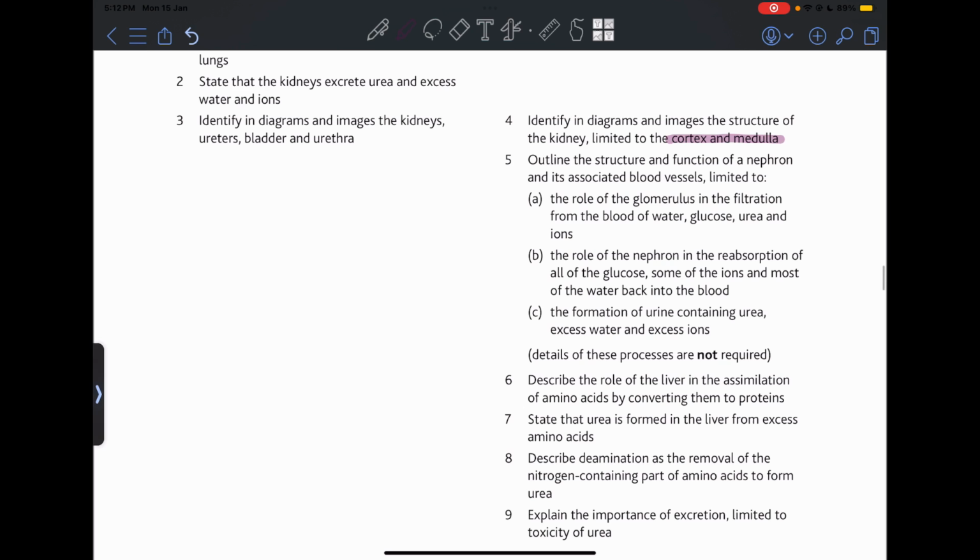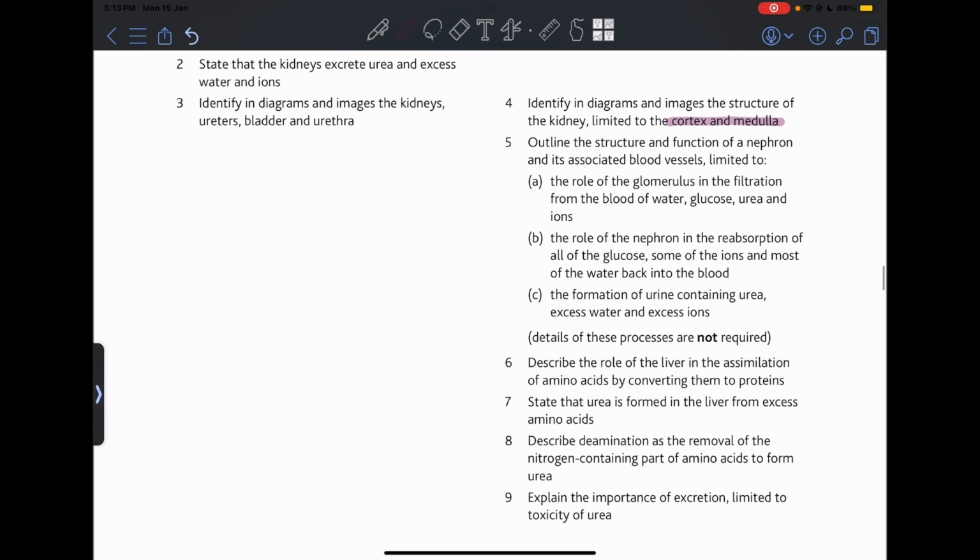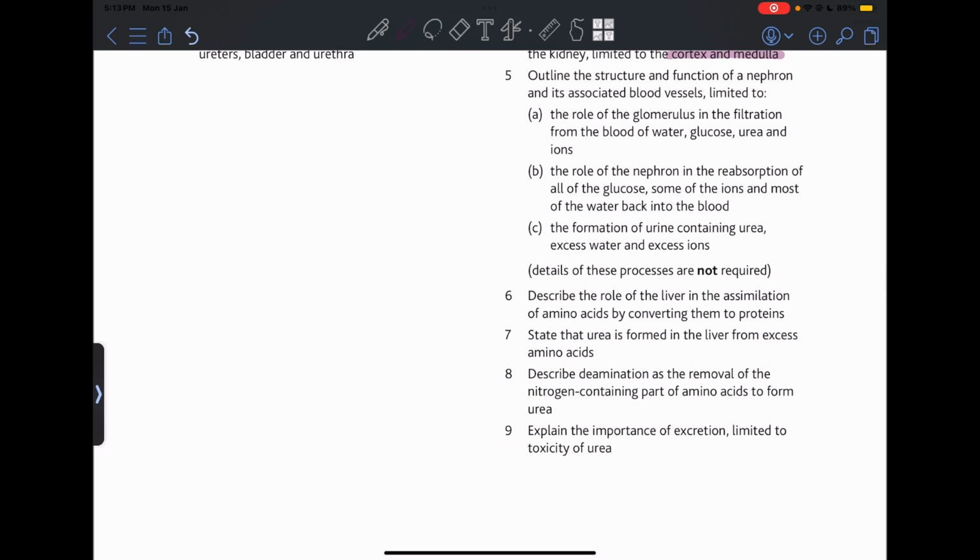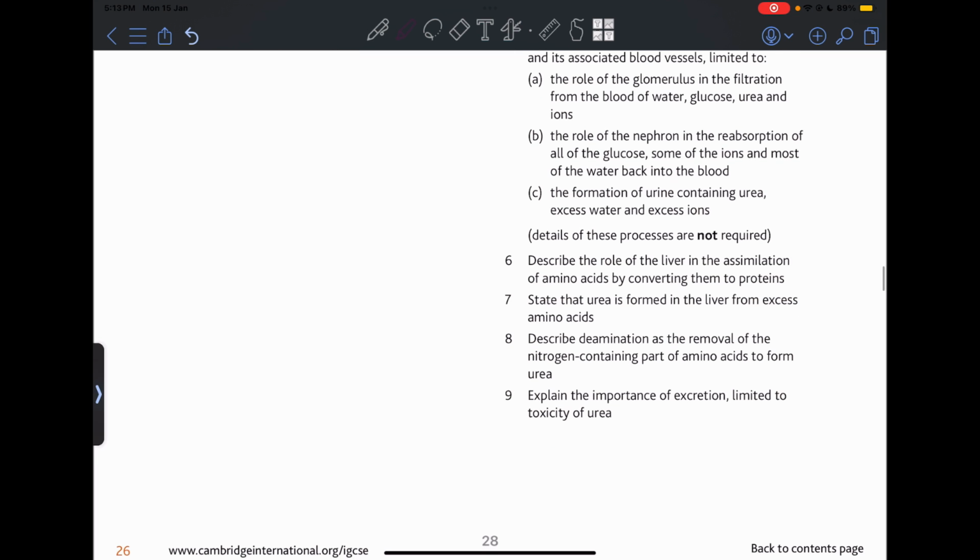Number 5 says outline the structure and function of a nephron and its associated blood vessels limited to the role of glomerulus in the filtration from the blood of water, glucose, urea, and ions. So we have glomerulus in our kidneys, and these have the role of filtering the blood from water, glucose, urea, and ions. We have also the nephron, which helps in the reabsorption of all the glucose and some of the ions and most water back into the blood. So this will help in the reabsorption again.